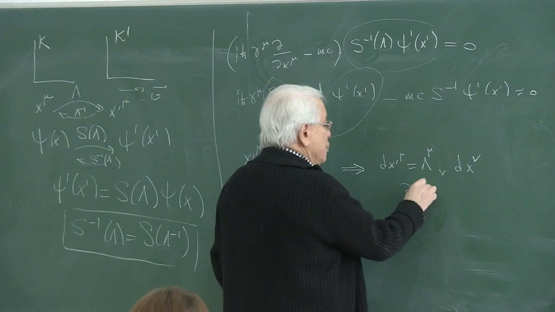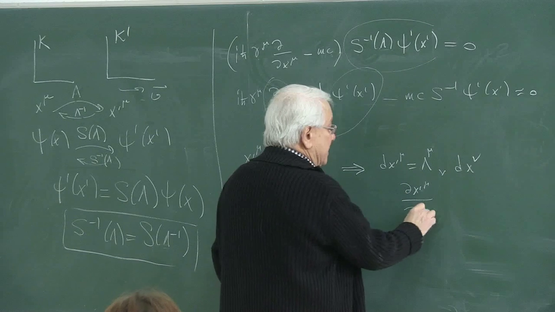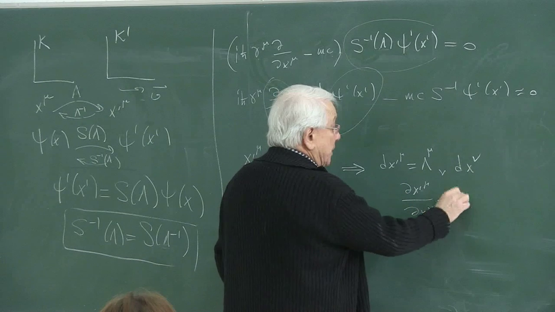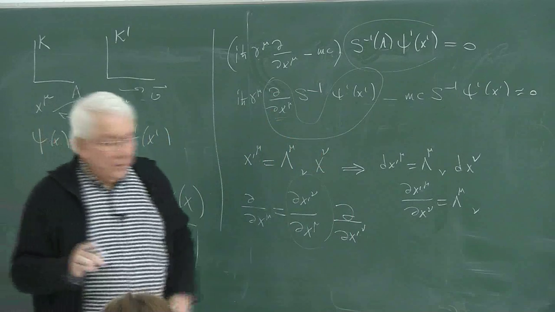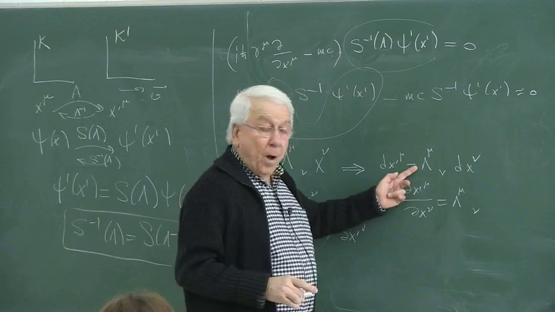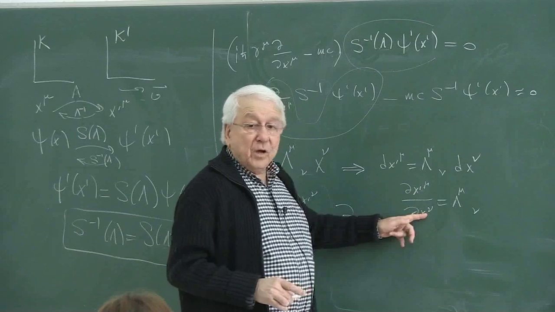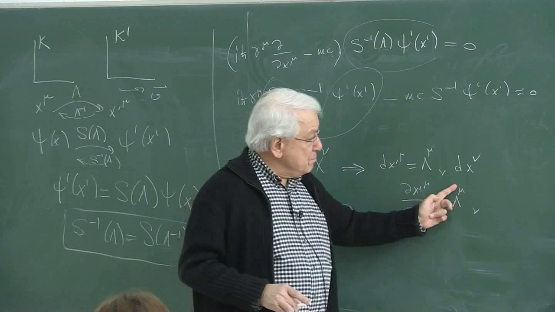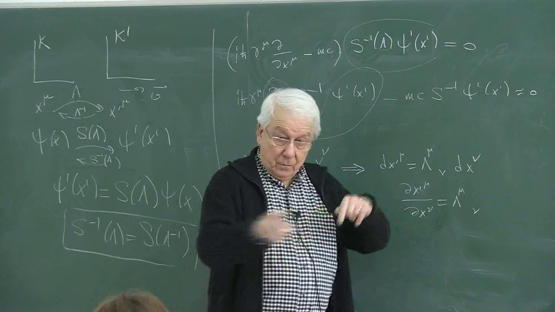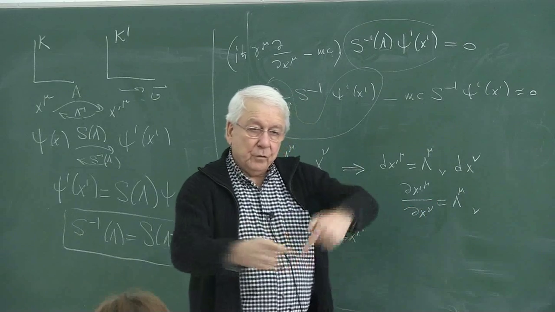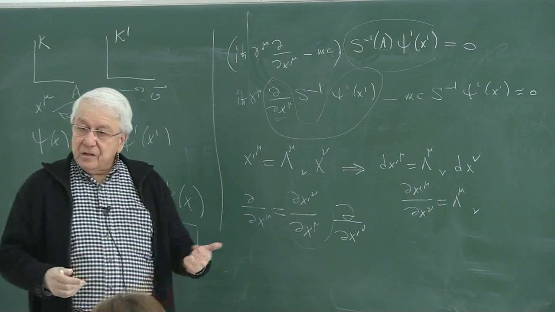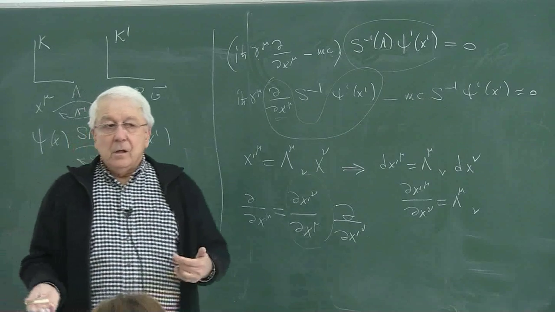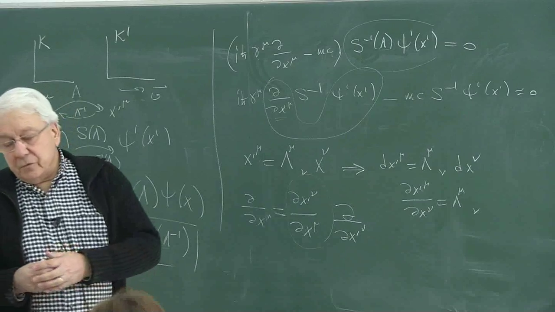dx prime mu by dx nu is lambda mu nu. Pay attention to the ordering of the indices. Prime mu up, unprime nu down, that's mu nu. Pay attention also to the position of the indices. They are not on top of each other. One is left, one is right, because you are going to take the transpose eventually.